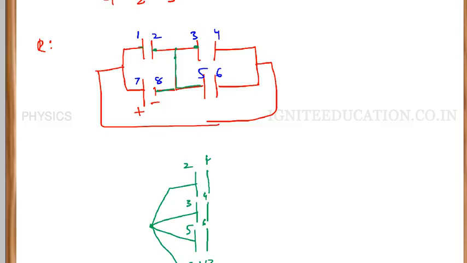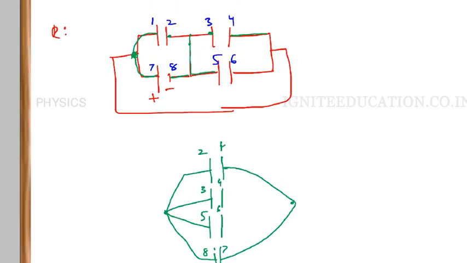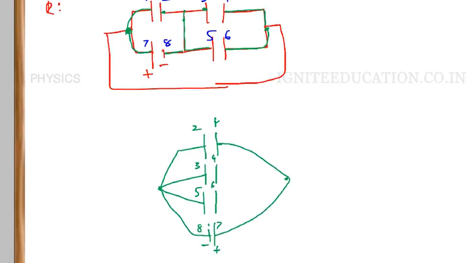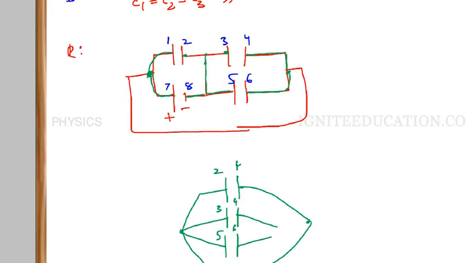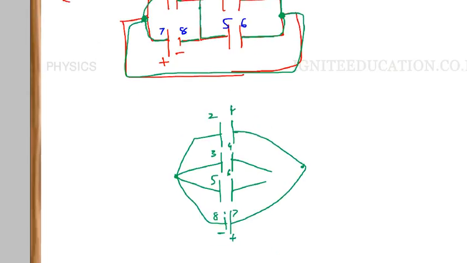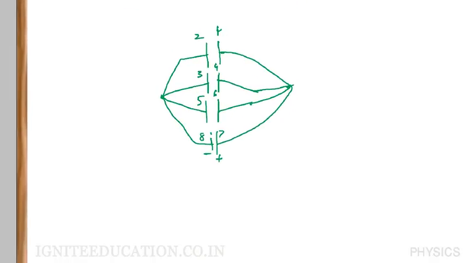Look at this. 1 is connected here and 7 is connected here. So it means 1 and 7 are having a common point. 4 and 6 are having a common point, and that common point of 4 and 6 is connected to the common point of 1 and 7. That's all. So by seeing this, what you have observed, all three capacitors are connected in parallel with the battery.